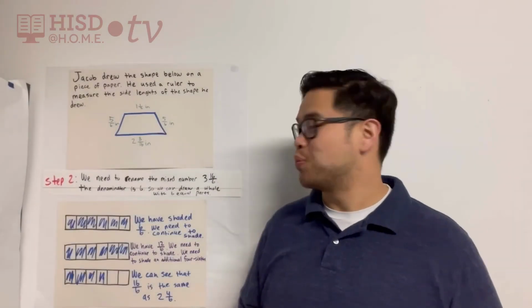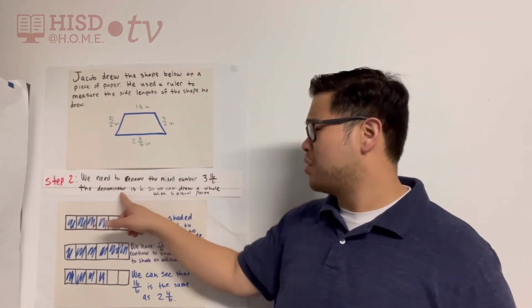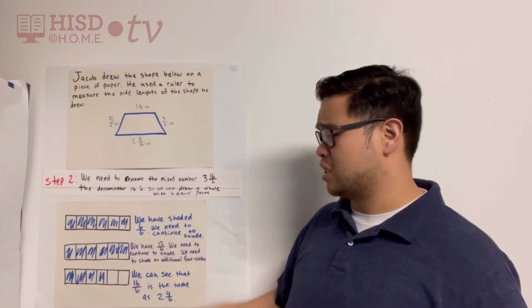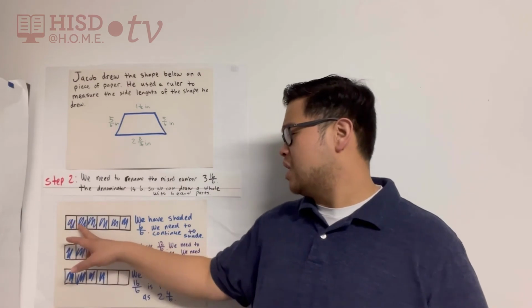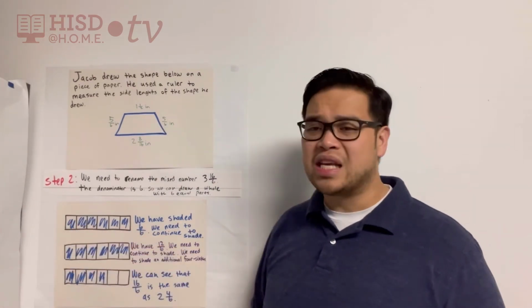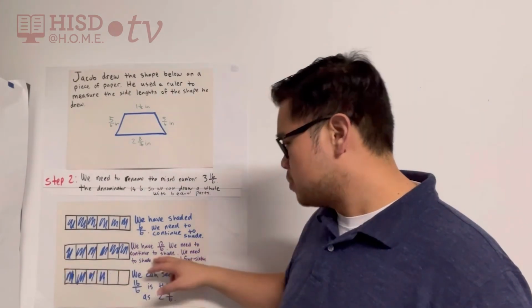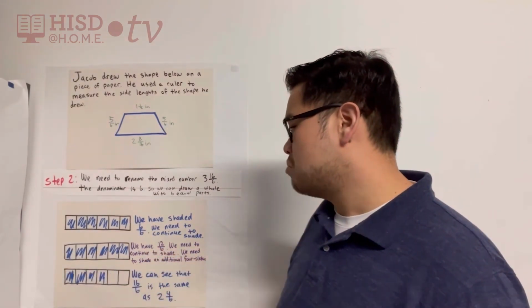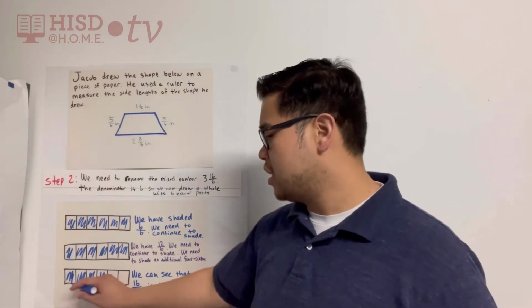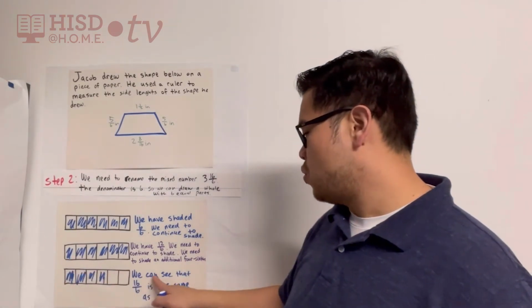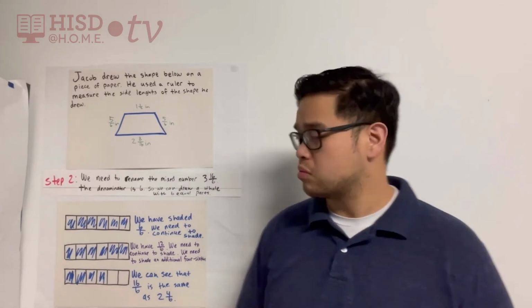All right, step 2. We need to rename the mixed number 3 and 16/6. The denominator is 6, so we can draw a whole with 6 equal parts. So I have my 6 equal parts here, and I went ahead and shaded 6/6. So we need to keep shading though. So I shaded 6/6 more, so that now we have 12/6. We need to continue to shade. We need to shade an additional 4/6. So I went ahead and shaded 4/6.